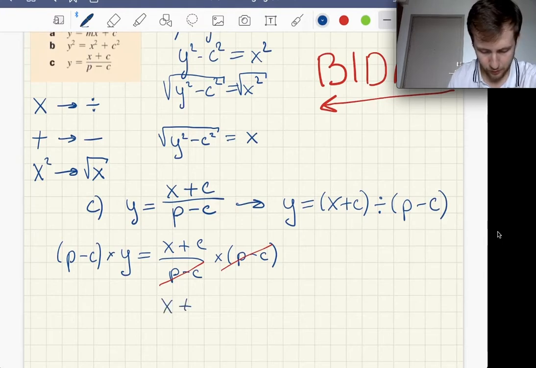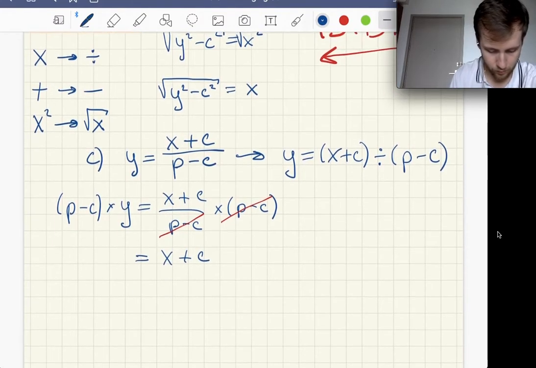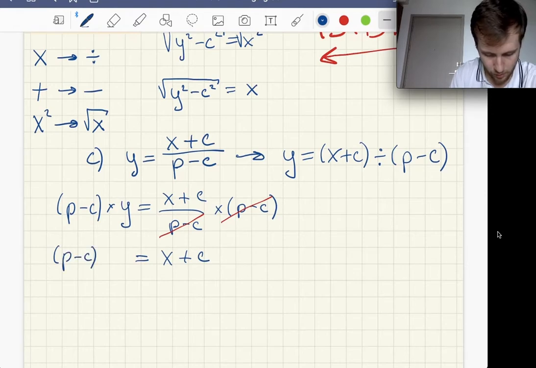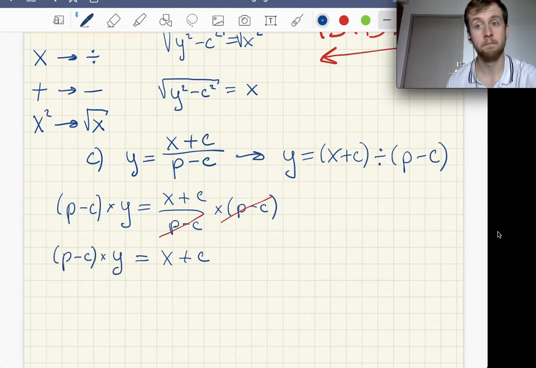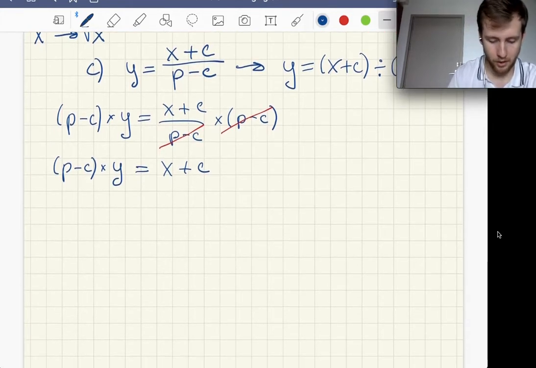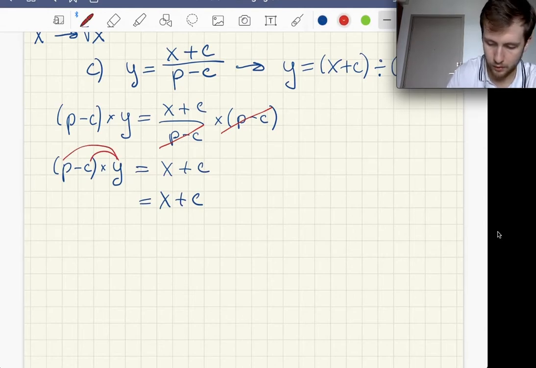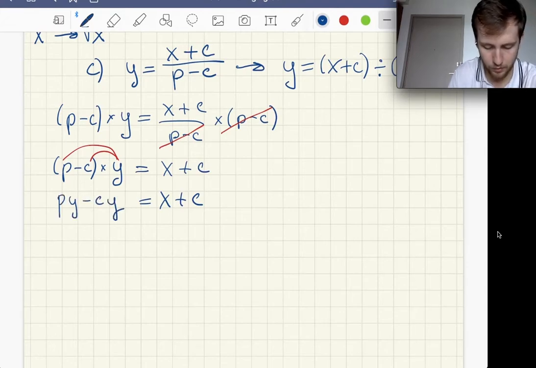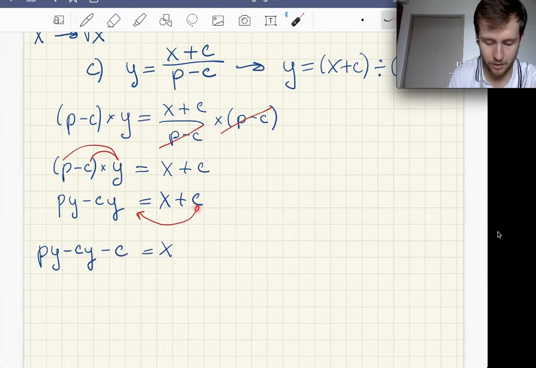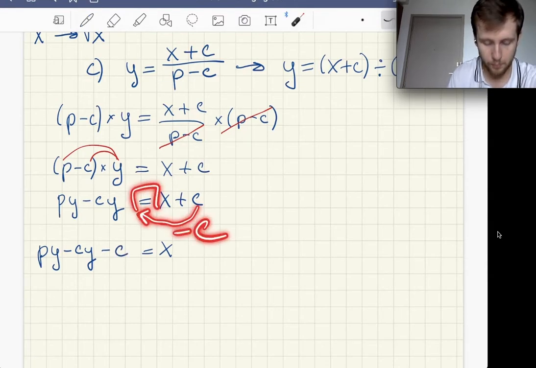So x plus c is equal to p minus c times y, like that. And we can open the brackets actually. We can open the brackets by doing this, right? And then we will get py minus cy equals x plus c. And of course we have to take away c from x. And the result is going to be py minus cy, and minus c, right? It was plus c. If it jumps to the other side, it becomes minus c.